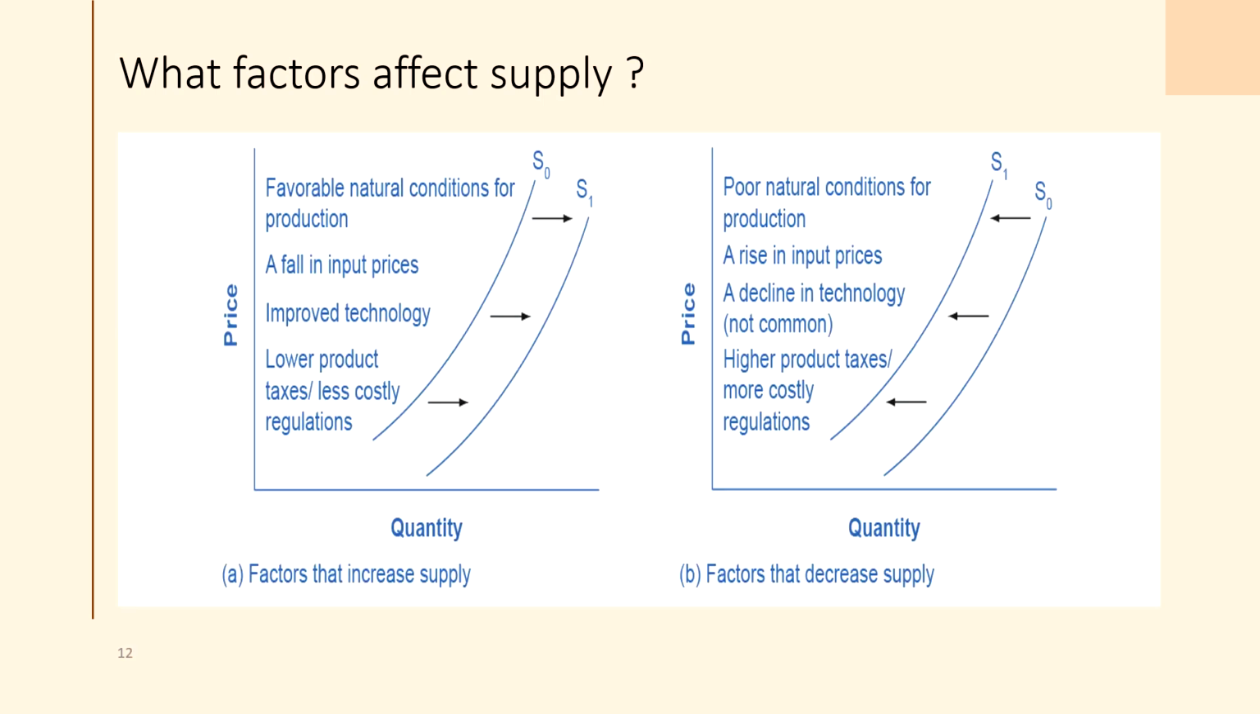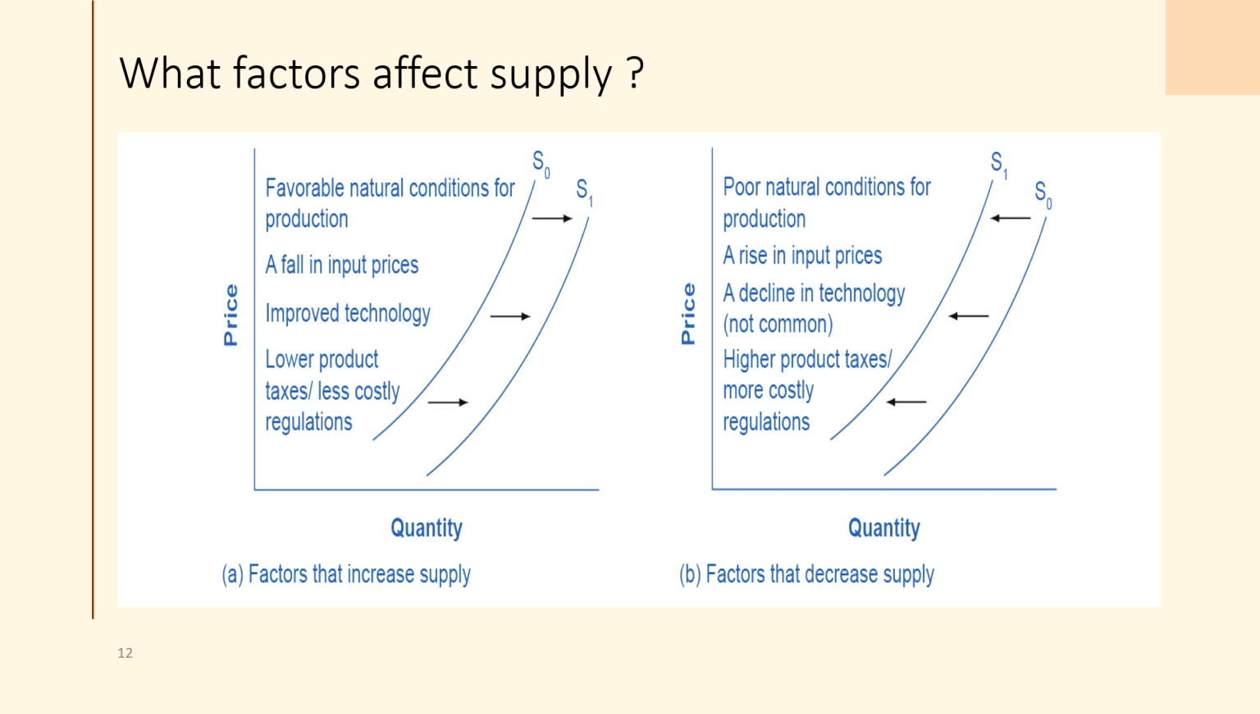Now let's move on to the supply side of the market and discuss what factors affect supply. First, factors that increase supply. When supply increases, producers are willing and able to supply more at every price level. One important factor is natural conditions. If conditions are favorable, for example, good weather for agriculture, production becomes easier and supply increases.